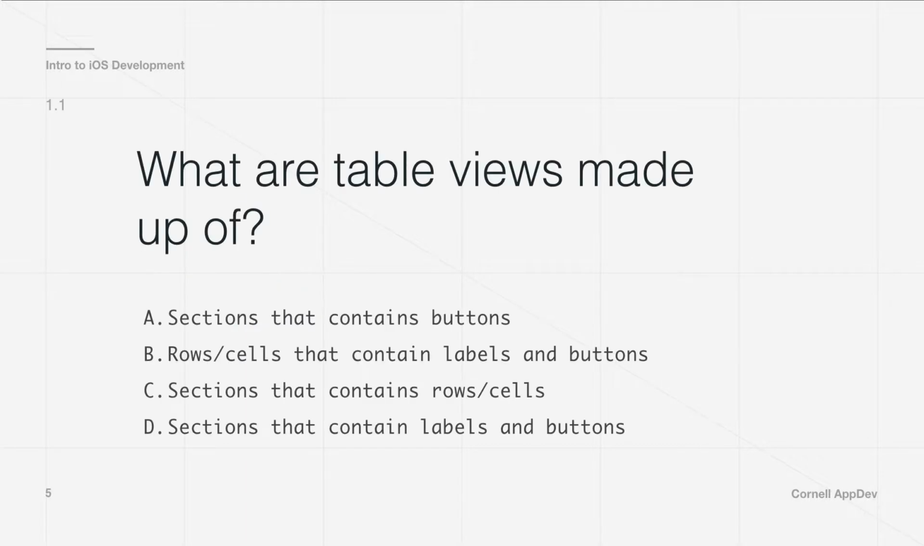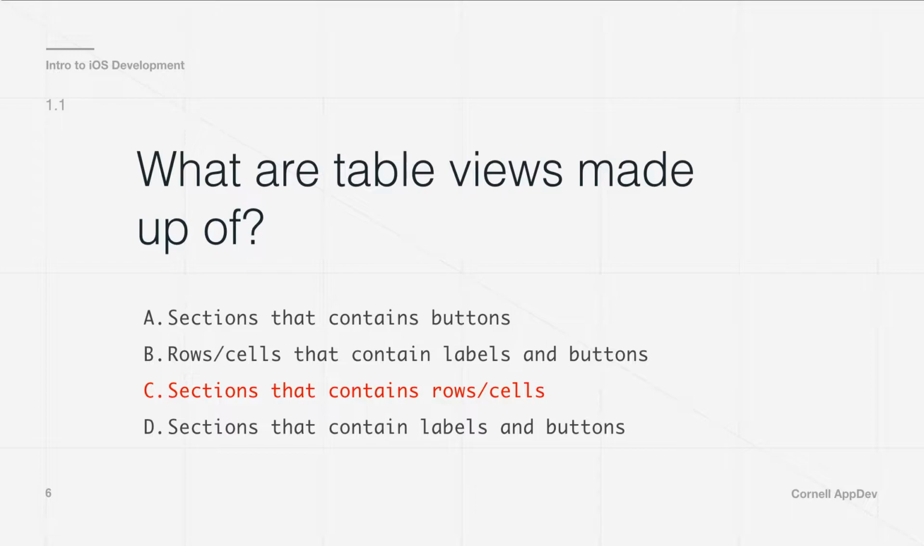Okay, unfortunately, Polo is down right now due to some ongoing maintenance, so we'll do these without Polo. Here's the first question. So what are table views made up of? Sections that contain buttons, rows or cells that contain labels and buttons, sections that contain rows or cells, and sections that contain labels and buttons. Does anyone want to shout out the answer?